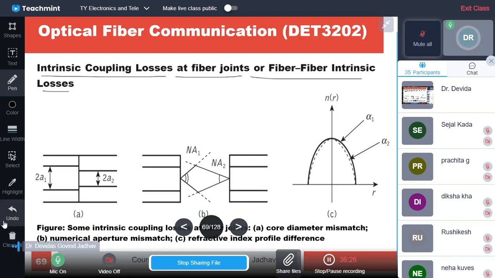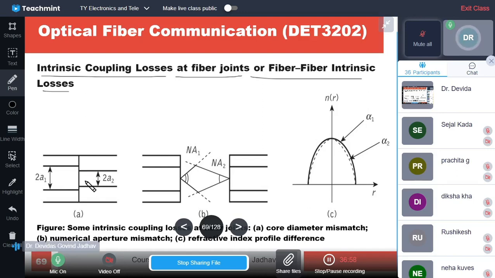That means, first is core diameter mismatch. One fiber is having one diameter, another fiber is having a different diameter. This is mismatch in the core dimension, the core diameter mismatch.